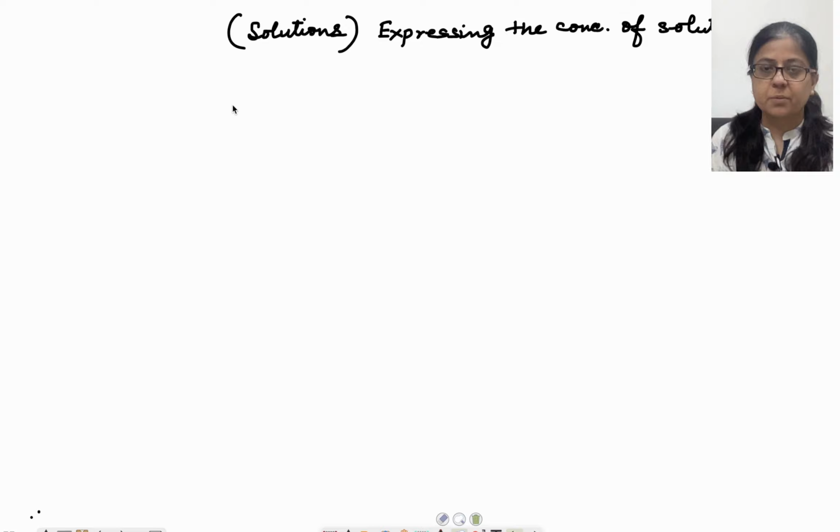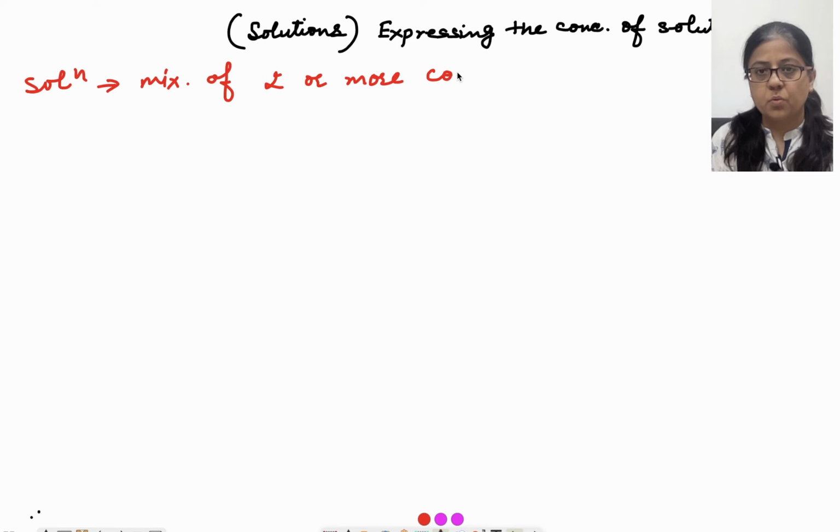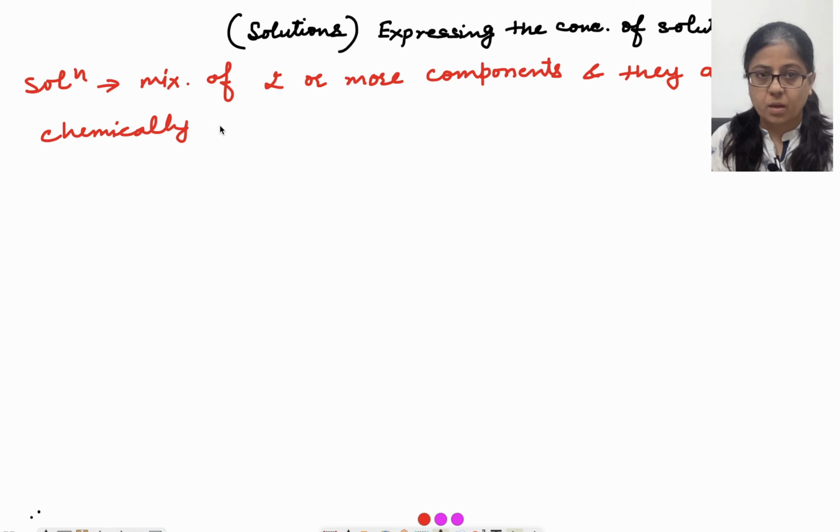So today we will discuss the chapter Solutions from class 12. First of all, we will discuss the term solution. So what is a solution? How will we define the term solution? A solution is a mixture of two or more components which are mixed together and are chemically non-reactive with each other. They should not react chemically with each other. So they are chemically unreactive with each other. This is called a solution.